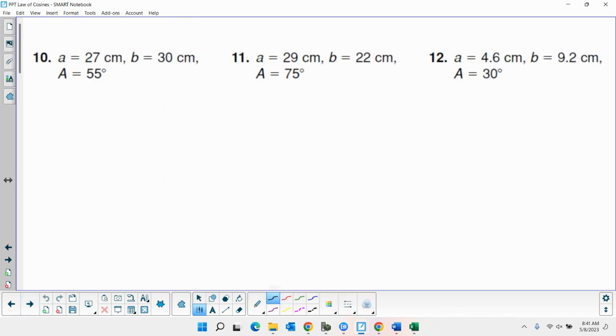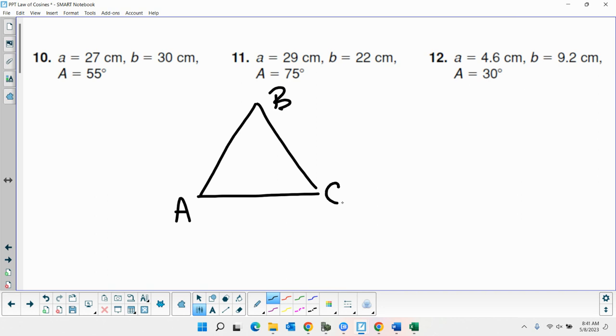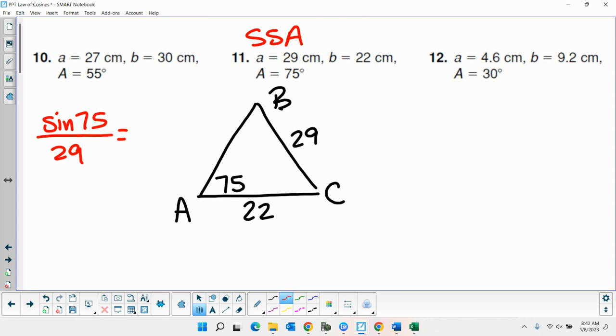So when we draw our picture, it doesn't matter where you put A, B, or C, but angle A is 75. Side A, straight across, is 29. Side B is 22. This is that side angle situation where there could be 0, 1, or 2 triangles. So the only thing I can figure out is angle B. So I'm going to go sine of 75 degrees over 29, the one opposite it, equals the sine of angle B over side B, 22.